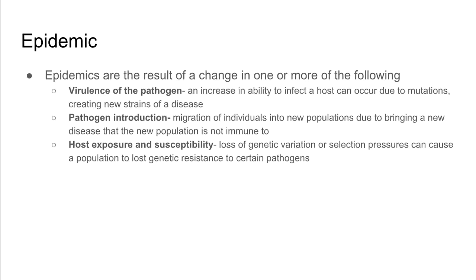Epidemics can be the result of a change in one or more of the following. So we have a change in the virulence, pathogen being introduced, and host exposure and susceptibility. The virulence of a pathogen is an increase in its ability to infect, and it might be due to mutations, which create new strains of the disease, which is the case with the flu, so influenza.